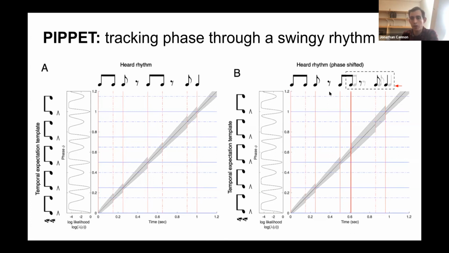And on the right, we can see if there's a phase shift. In other words, all of the timing of a whole set of events is moved up a little bit. That phase shift is quickly accounted for by this model. And there's an increase in uncertainty, but then it catches back up and figures out where it is. And I'm calling this a PIPET, by the way. I forgot to mention, it's a phase inference through point process event timing.